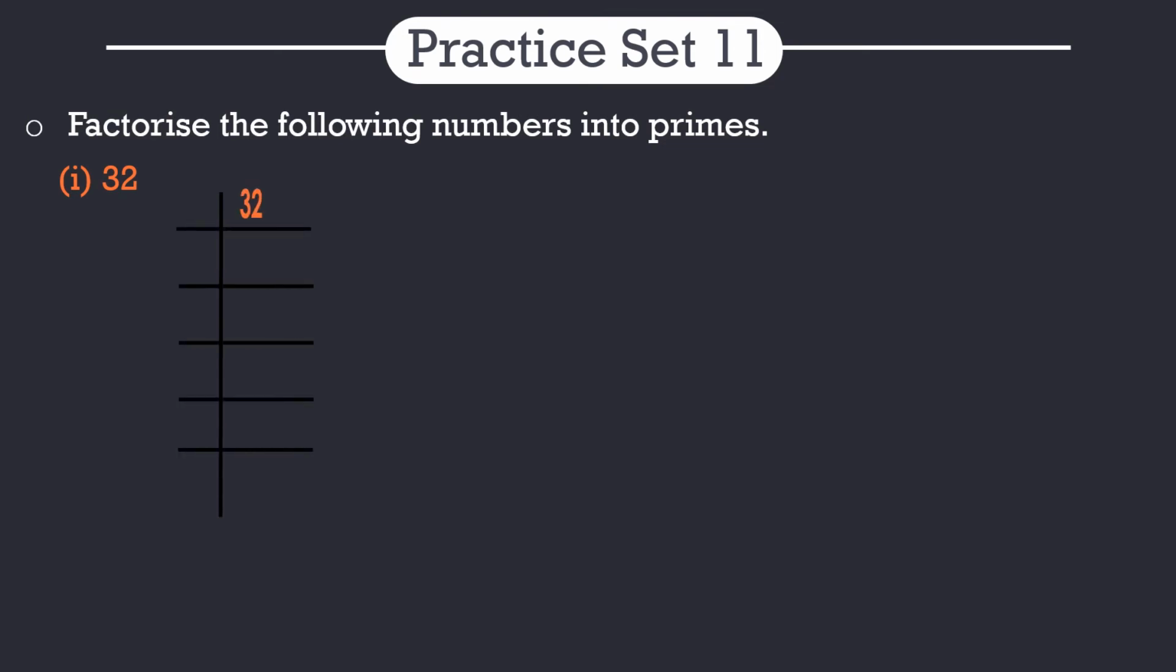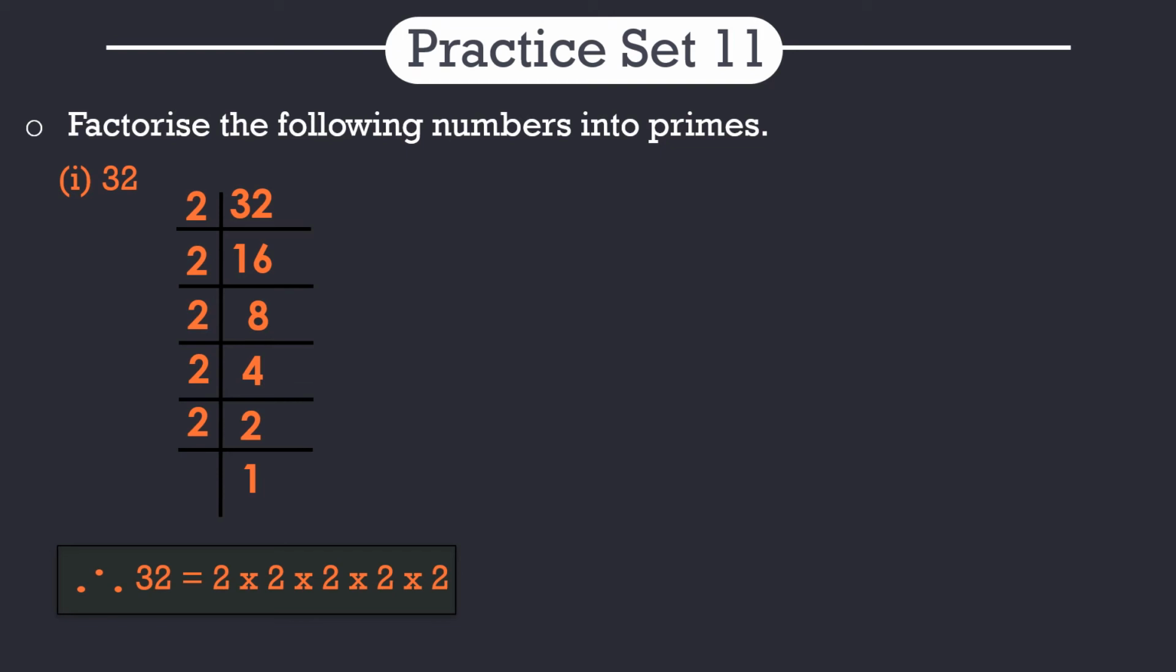Let's factorize. 32 is an even number and it is divisible by 2. So 2 16s are 32. 16 is also divisible by 2. So 2 8s are 16. 2 4s are 8. 2 2s are 4. 2 1s are 2. Therefore, 32 is equal to 2 into 2 into 2 into 2 into 2. 2 2s are 4, 4 2s are 8, 8 2s are 16, and 16 2s are 32.